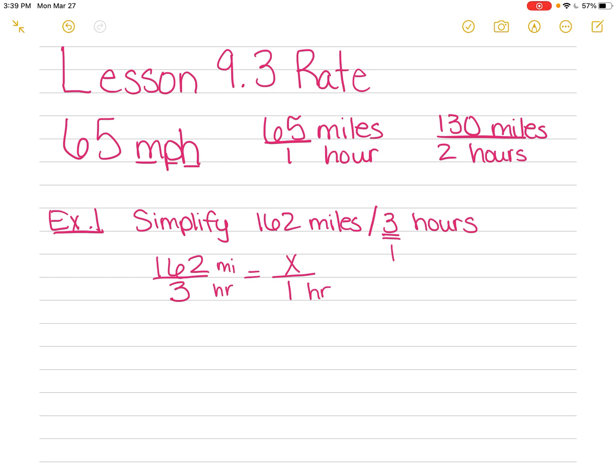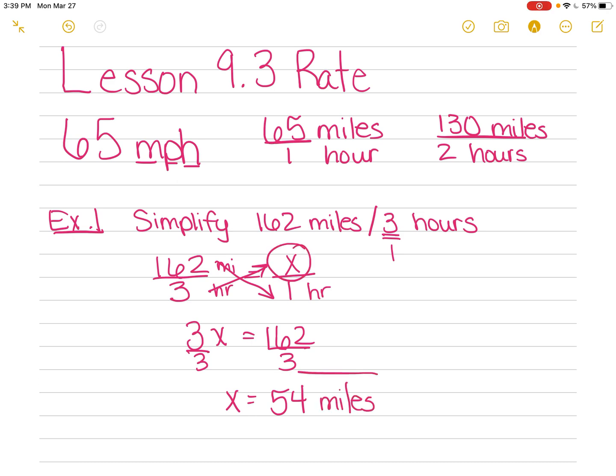So we could do the same way we learned how to do proportions last time and go 3 times x, and then do 162 times 1, and then divide by 3. When I do this, I get 54, and the top number where my x is, that's miles, right? Because our top is miles.